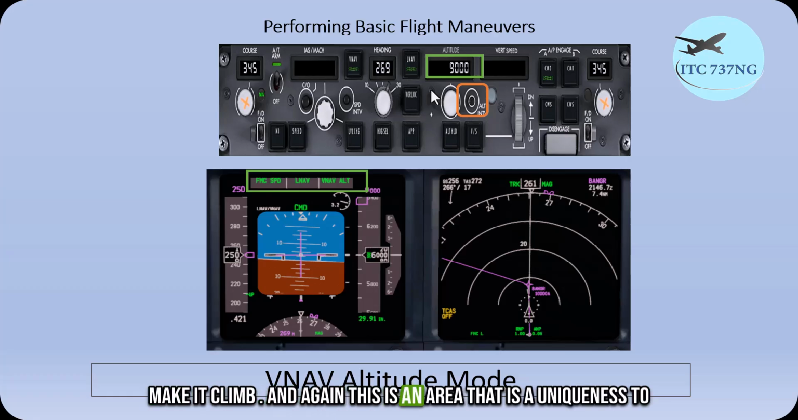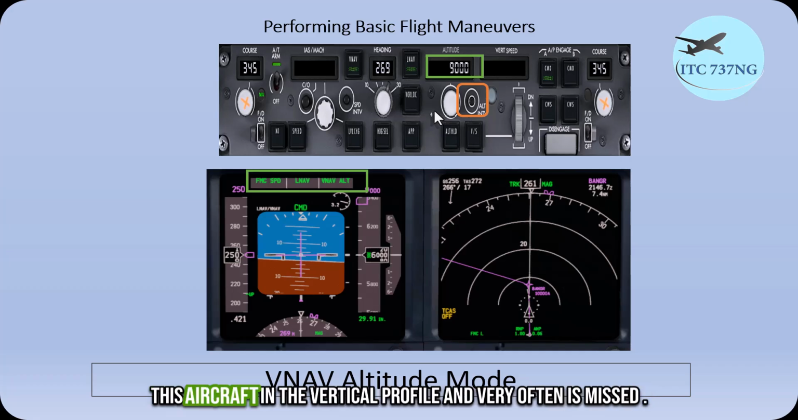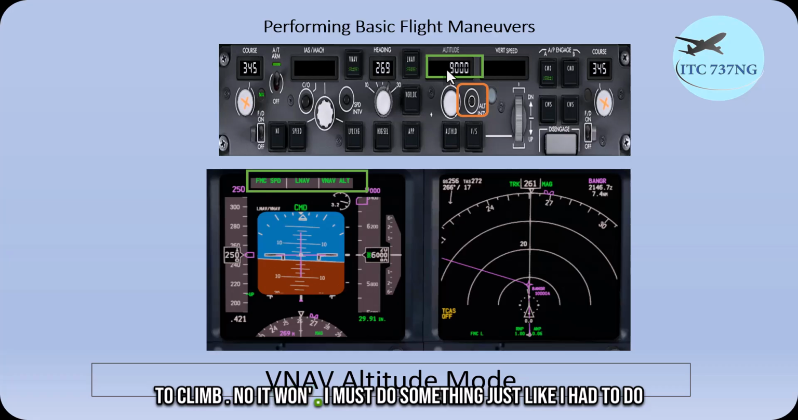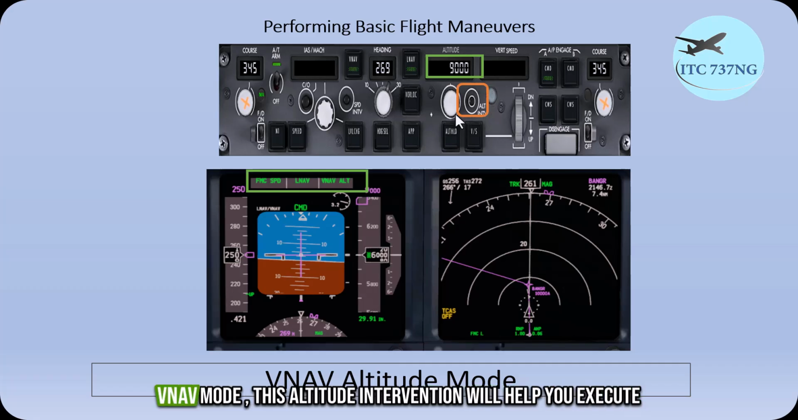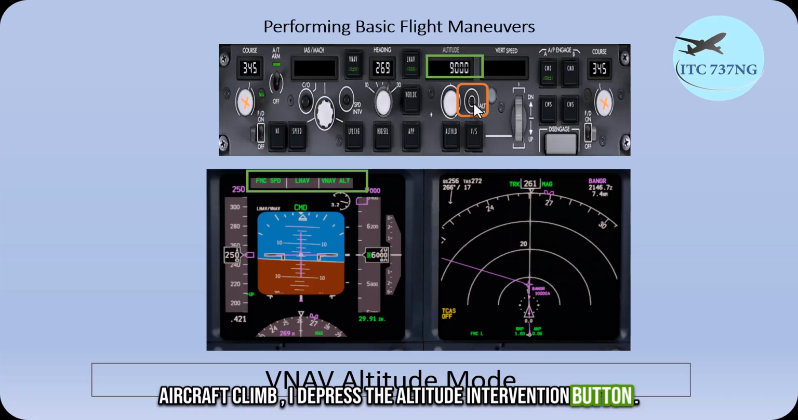And again, this is an area that is a uniqueness to this aircraft in the vertical profile and very often is missed, expecting that when I set in the window that altitude, it is going to climb. No, it won't. I must do something just like I had to do with level change or with vert speed. And in the case of the VNAV mode, this altitude intervention will help you execute the climb. So once I set an altitude and I want to make this aircraft climb, I depress the altitude intervention button.